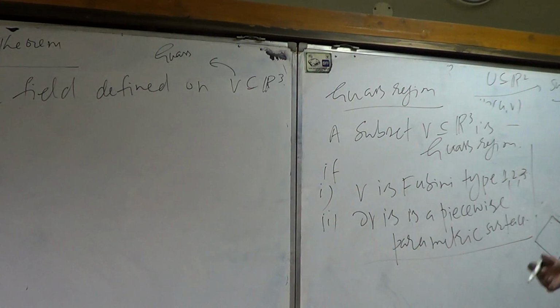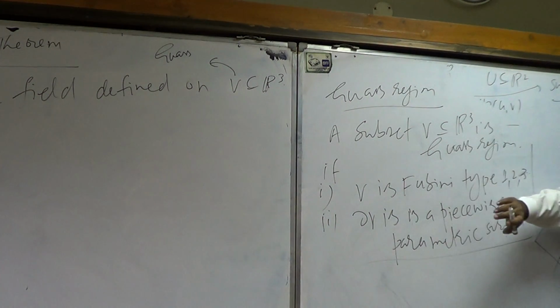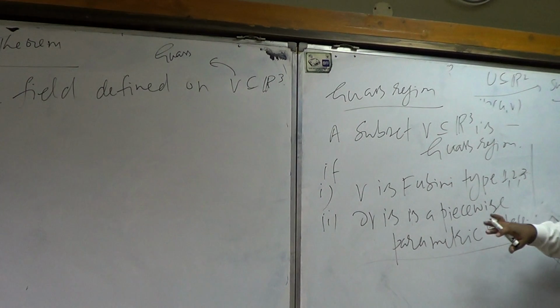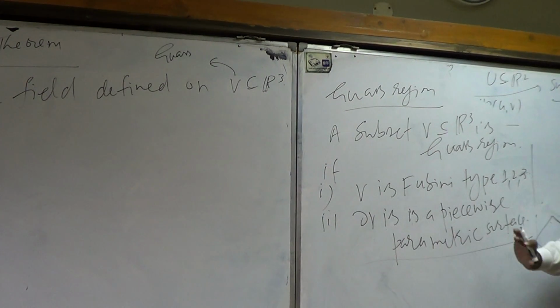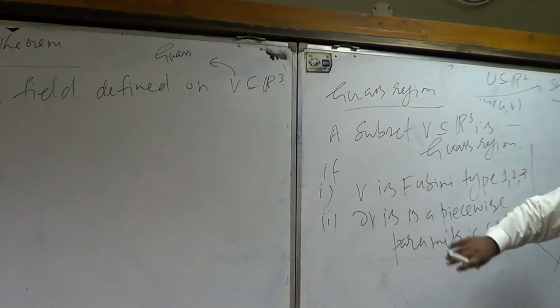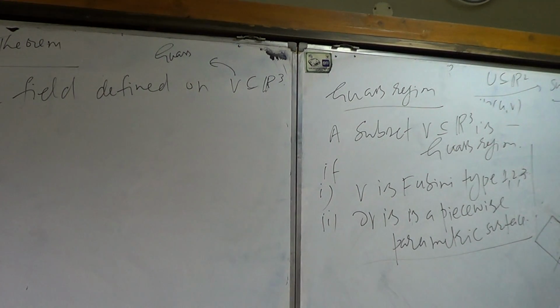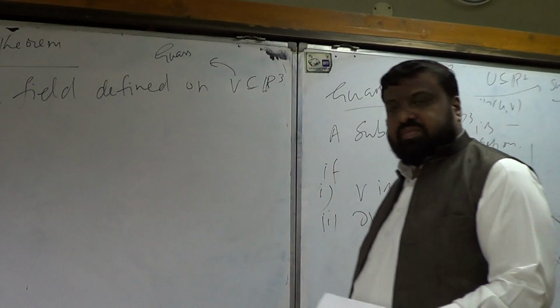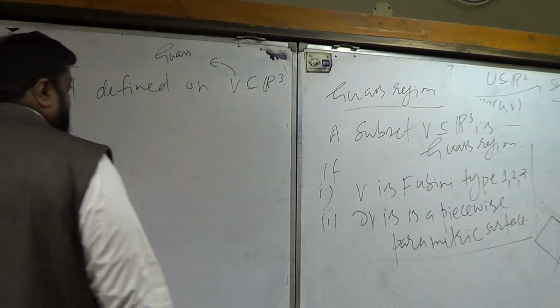So see, understanding the theorem is not a big deal. The real thing is understanding the assumptions. What is the framework that we are working in? Okay, then that's what is going to make things coherent. So what is a Gauss region? It's a volume in R3 that is Fubini type 1, 2 and 3, and its boundary is a piecewise parametric surface. And this theorem is true for such Gauss regions.